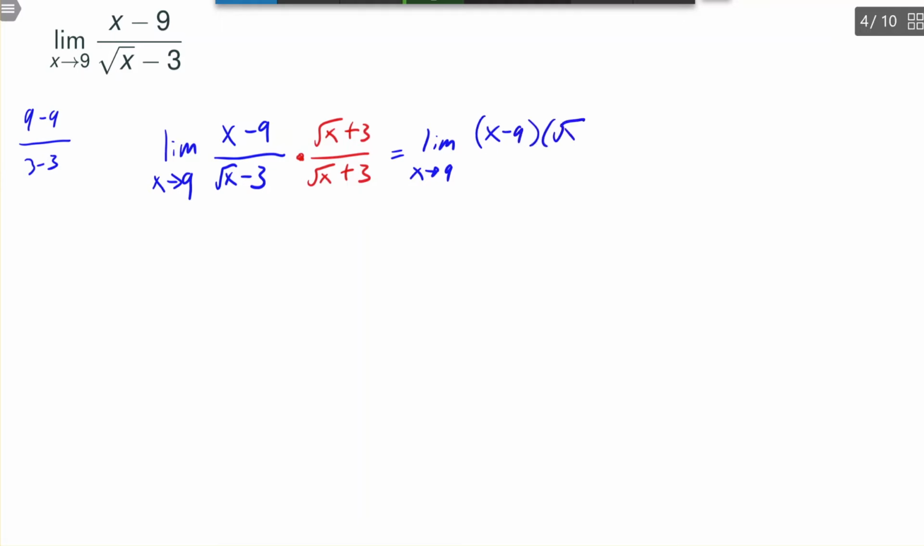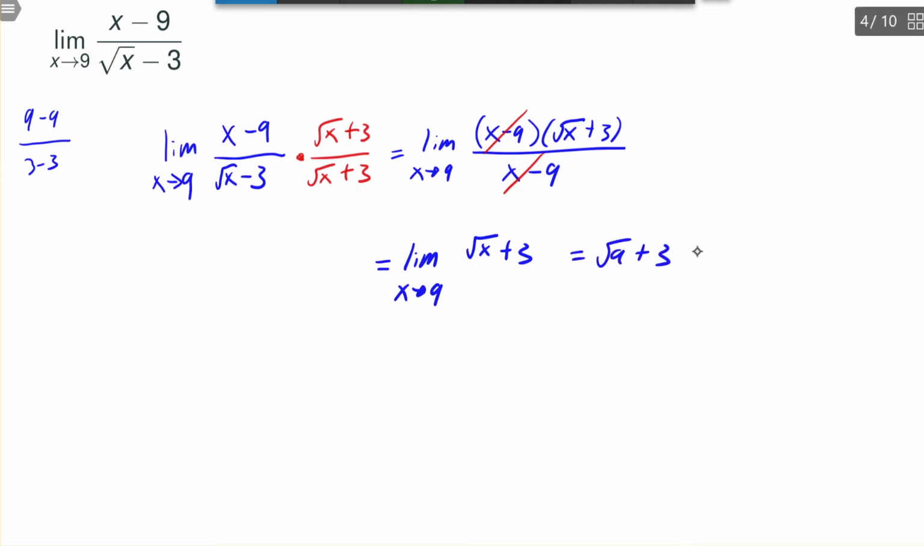So the numerator, we actually don't need to multiply out. Just leave it with the parenthesis multiplication. And the denominator, actually, we do have to multiply out. So this, we get x minus 9. So here we see that these two can cancel out for evaluating the limit, which is the limit as x approaches 9 of square root of x plus 3. Then we can try to plug it in. Then we get square root of 9 plus 3, which is 6. So this limit is 6.